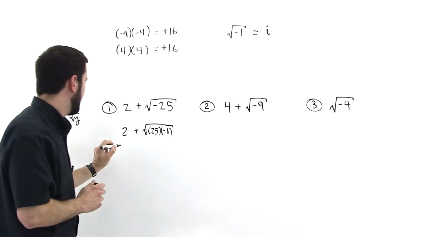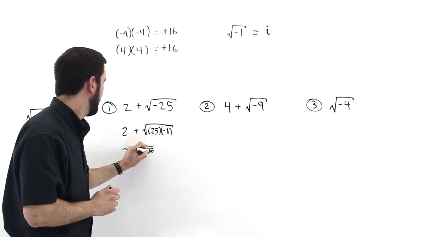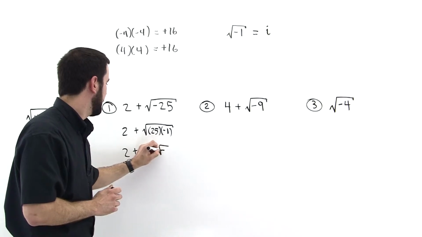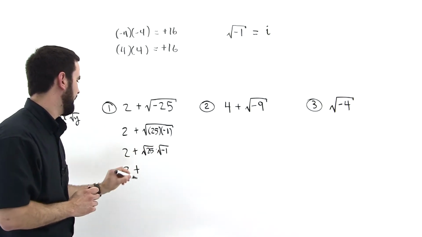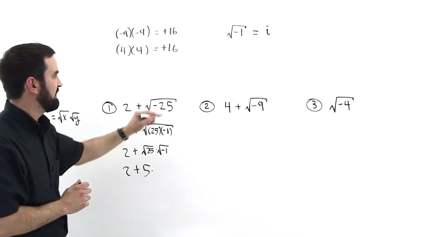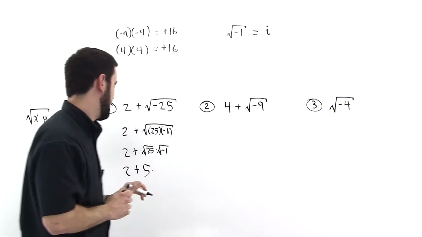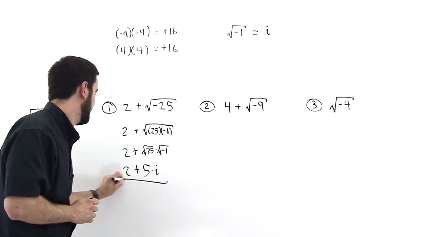So then this is equal to 2 plus the square root of 25 times the square root of negative 1, right? So then this is 2 plus, the square root of 25 is 5. And then this here has been defined as that imaginary number, right? So this is i. That's your answer.